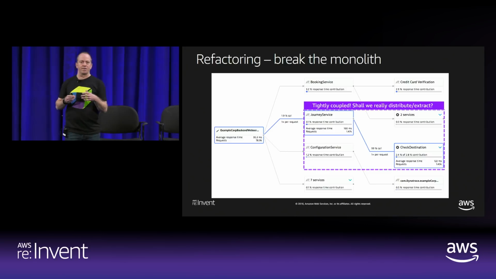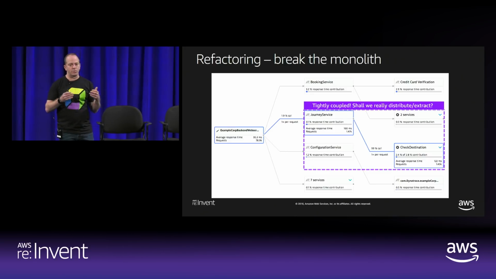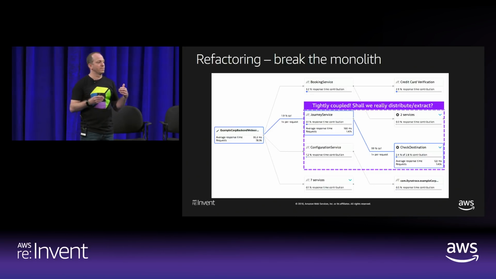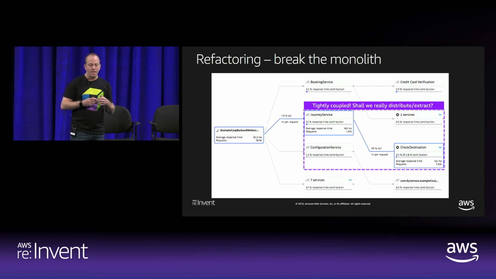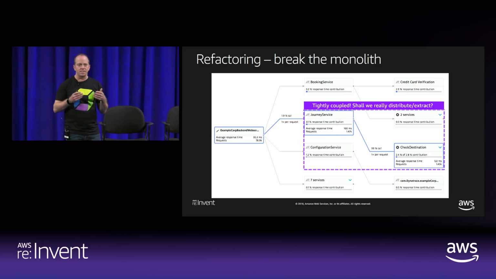Is this actually a good candidate? If one service is talking to another service inside the monolith 100% of the time, do I really want to break it apart? Because now I'm moving out of in-memory communication to network-based communication, container to container, and that could introduce latencies and things we don't want. So Dynatrace gives you the ability to choose in an intelligent way, through the data, the right piece to break apart.